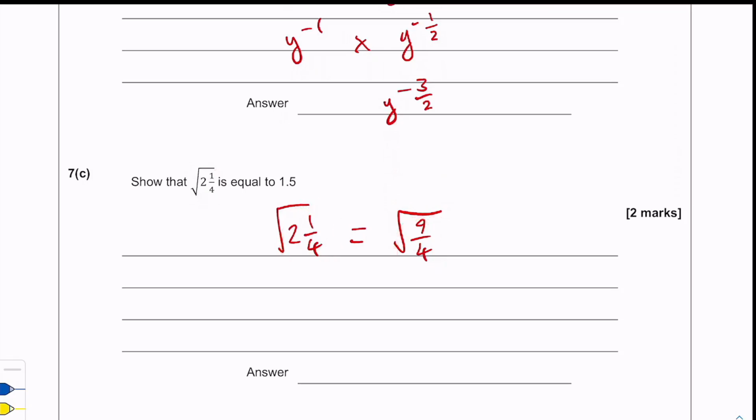Okay, so this is actually the same as saying the square root of 9 over the square root of 4, and this is going to be equal to 3/2. And 3/2, we can say 3/2 is the same as 1.5. Okay, so again we converted to an improper fraction. We split up the square root to take the square root of 9, square root of 4, and we got 1.5.